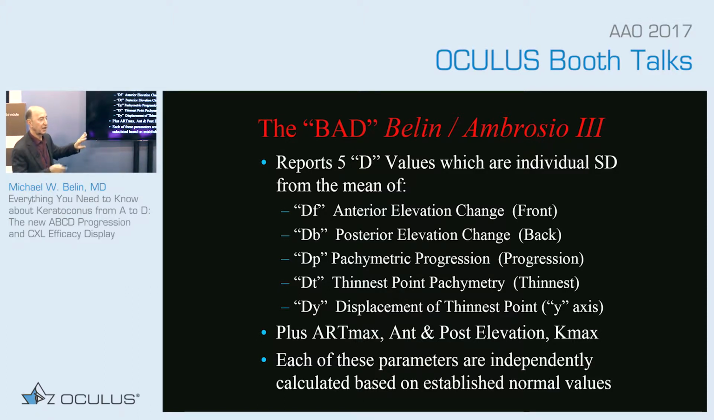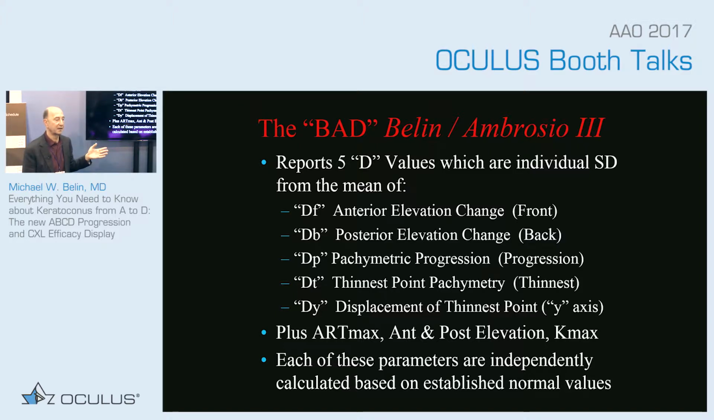So again, you'll understand why I'm going over this before we get onto the ABCD. The current version looks at 9 parameters in a regression analysis. Only 5 are shown on the bottom, but I'll show you later that it actually uses 9 parameters to determine whether the eye is normal or abnormal. These are what we call the D parameters, the ones on the bottom. It's the anterior elevation change, the posterior elevation change, the pachymetric progression, the thinnest point, the displacement of the thinnest point, and then there's additional ART max, anterior and posterior elevation at the thinnest point, and K max.